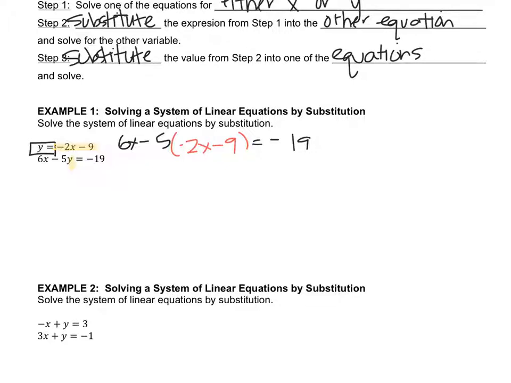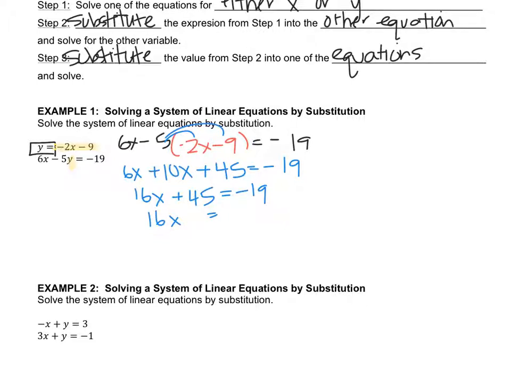Now it's just an equation straight out of chapter 1, so we just distribute and combine like terms. So I get 6x plus 10x plus 45 equals negative 19. I'm going to subtract 45. Gives me negative 64, and so I know that goes in 4 times. So the x value of my intersection point is negative 4.